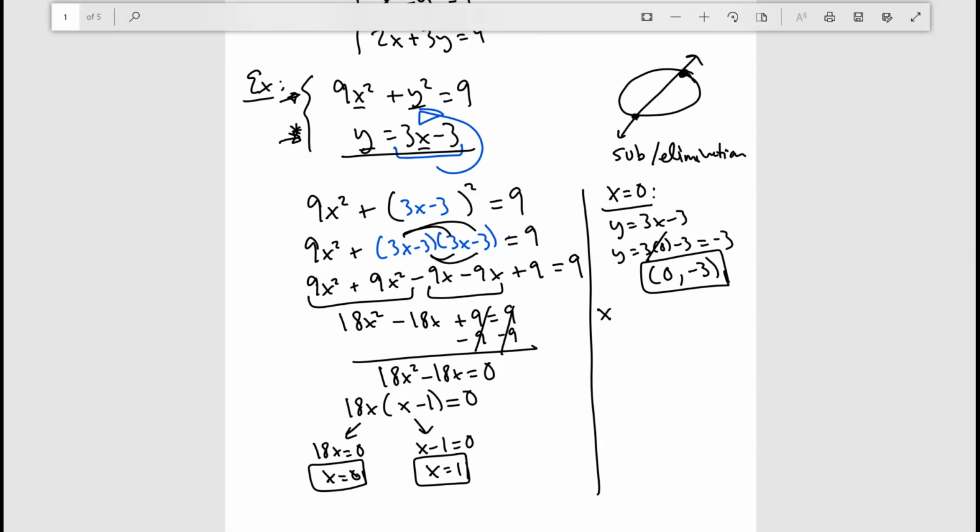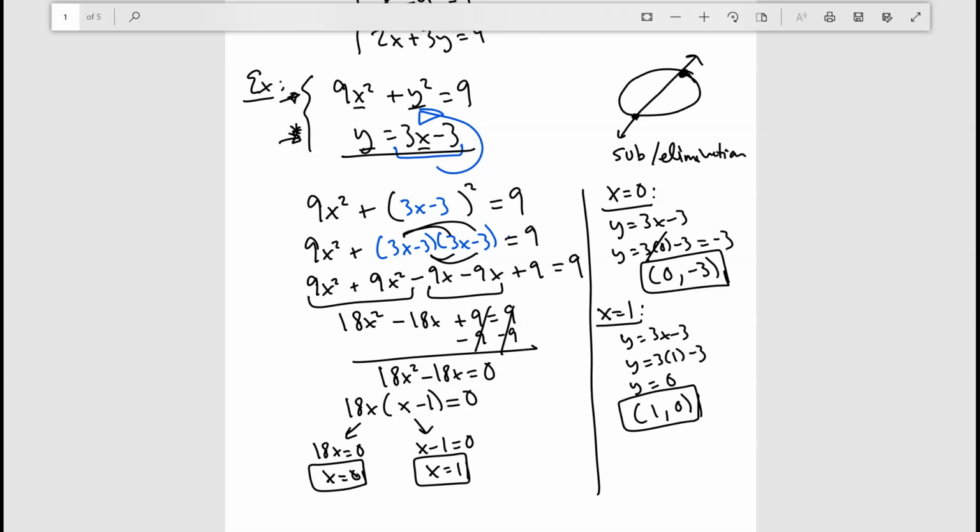My second solution, I'm going to plug in x equals 1. So y equals 3x minus 3. So I'm going to have y equals 3 times 1 minus 3. y equals 0. So my other solution is 1, 0. Okay, so those are my two solutions. Alright, so just the same methods as before, just a little bit different.